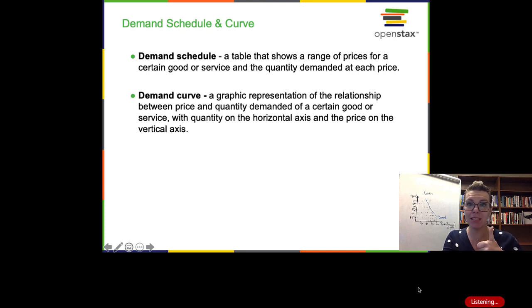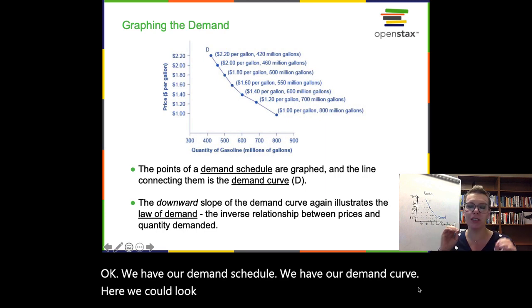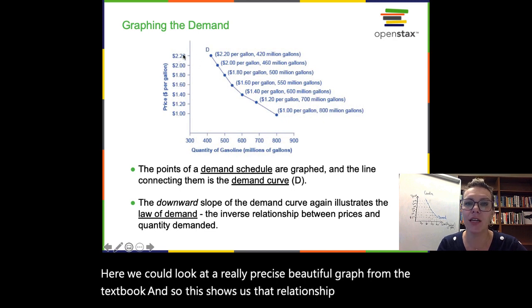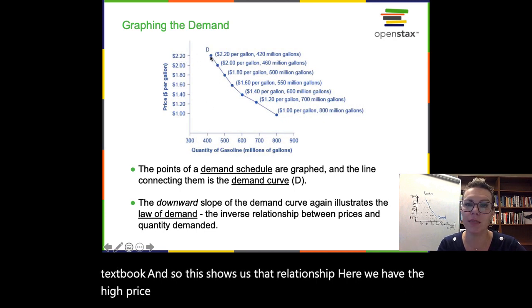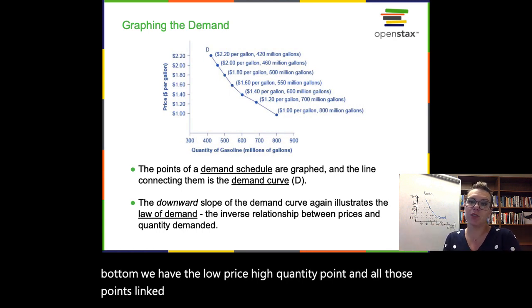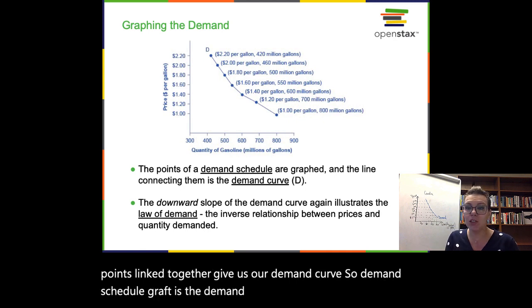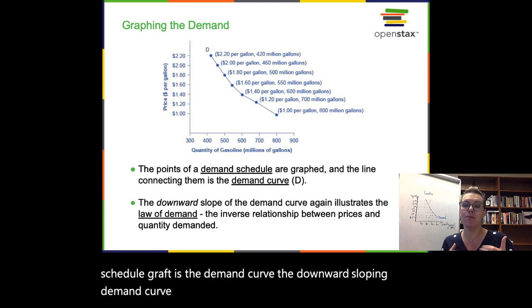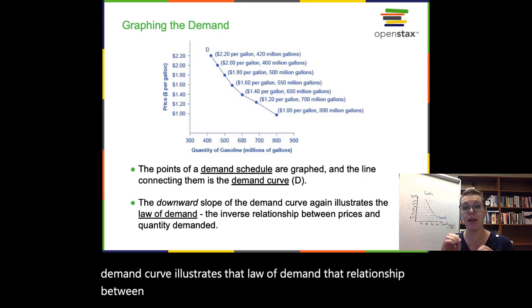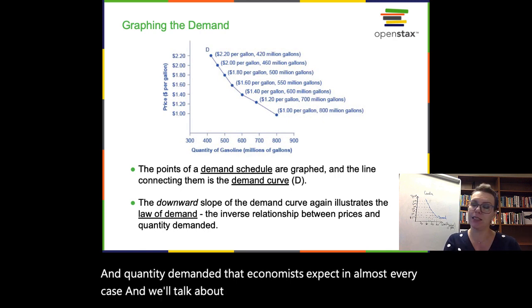Okay, now we have our demand schedule. We have our demand curve. Here we can look at a really precise, beautiful graph from the textbook. And so this shows us that relationship. Here we have the high price, low quantity point at the demand curve top. And at the bottom, we have the low price, high quantity point. And all those points linked together give us our demand curve. So the demand schedule graphed is the demand curve. And the downward sloping demand curve illustrates that law of demand, that relationship between price and quantity demanded that economists expect in almost every case. And we'll talk about exceptions a little bit later.